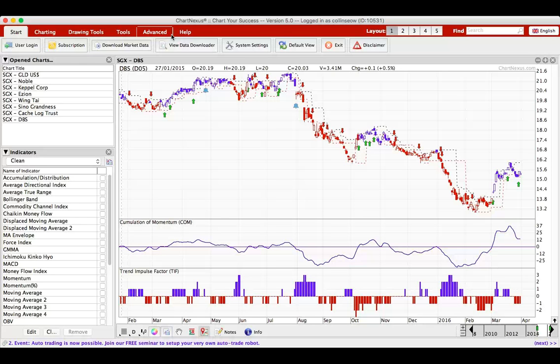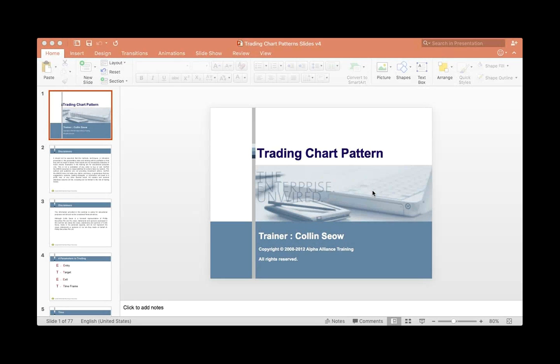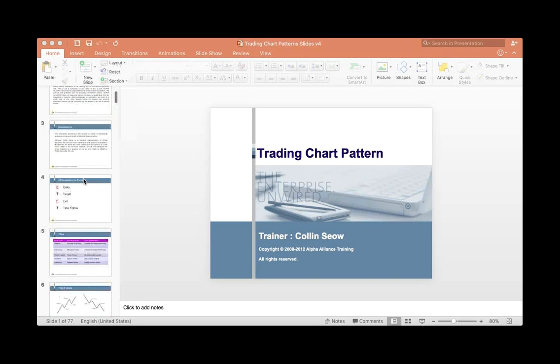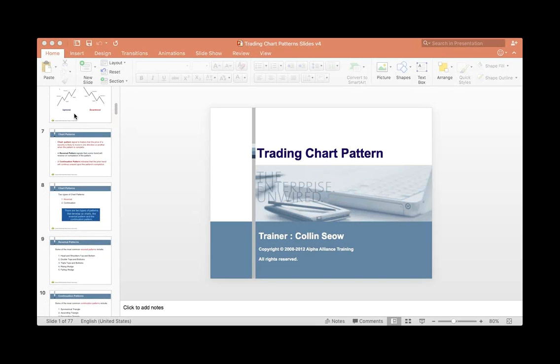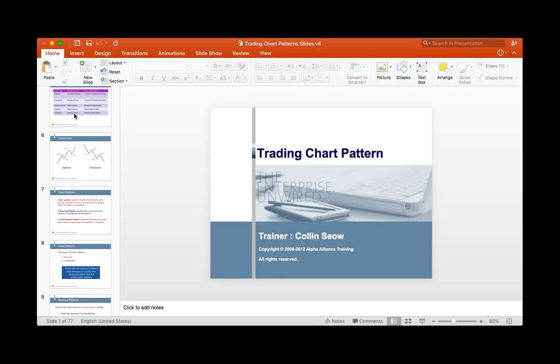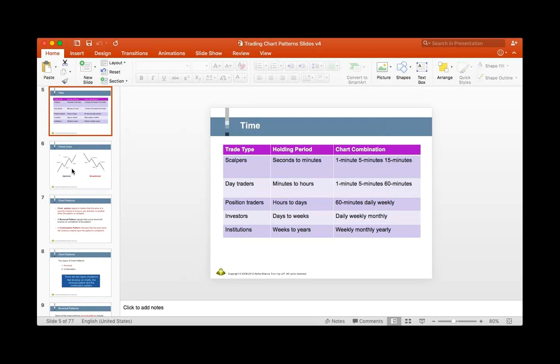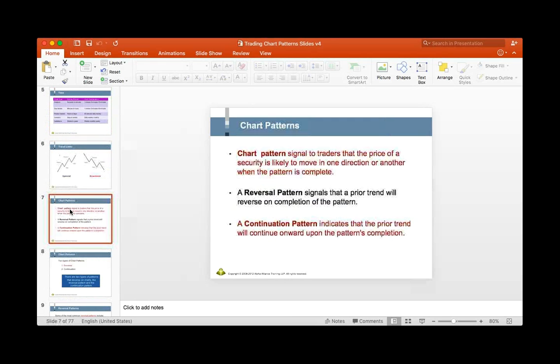Maybe before we look at the markets, let's do some revision of what a chart pattern is, or maybe for some of you this is something quite new. Let me go on to the next screen, then I can show you what chart patterns are all about. This is my slides from last time for chart patterns. Let me just go through this part. We'll skip this part.